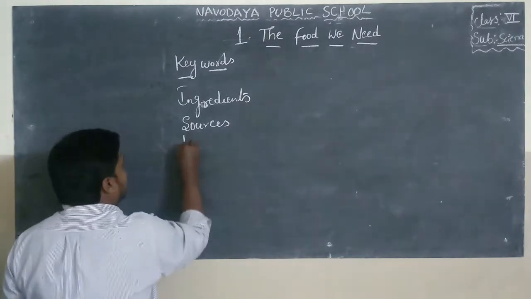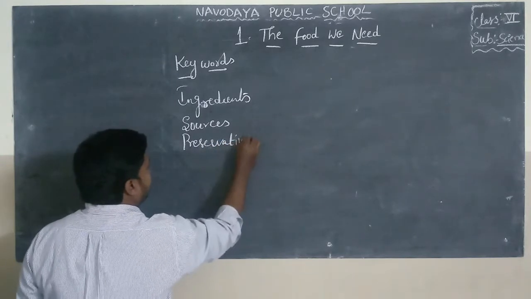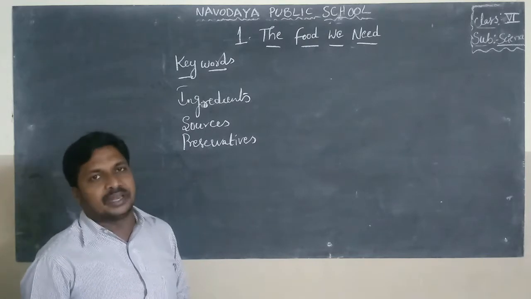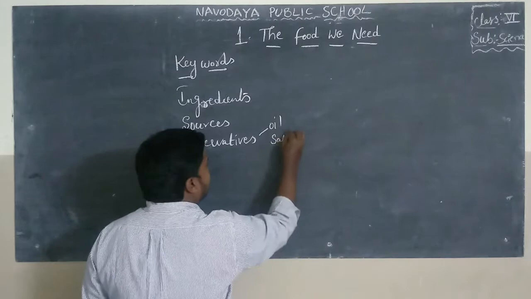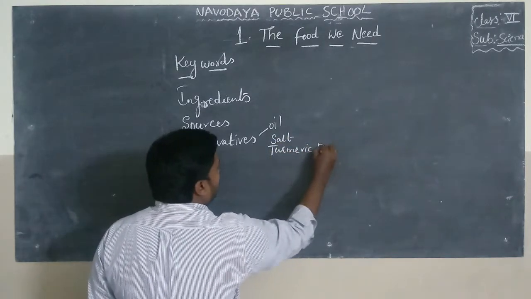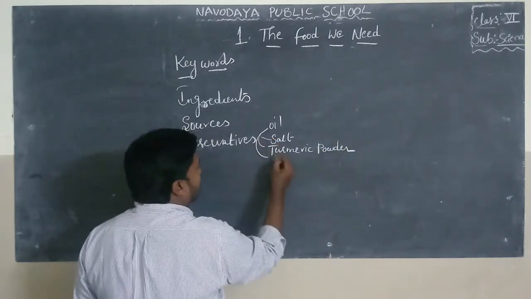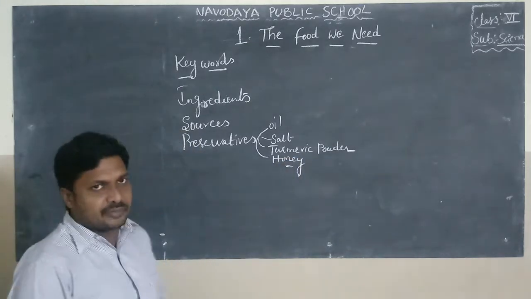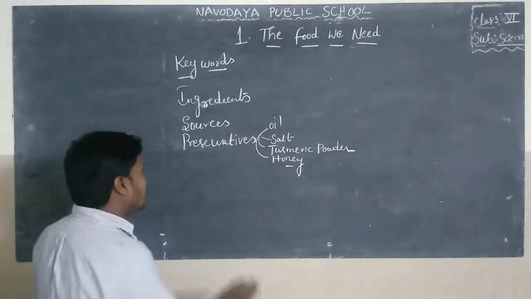Next keyword, preservatives. Preservatives means the substances which are helpful to preserve food material for a long time. They may be oil, salt, or turmeric powder. Sometimes honey is also used as a preservative to store food material for a long time without spoiling.